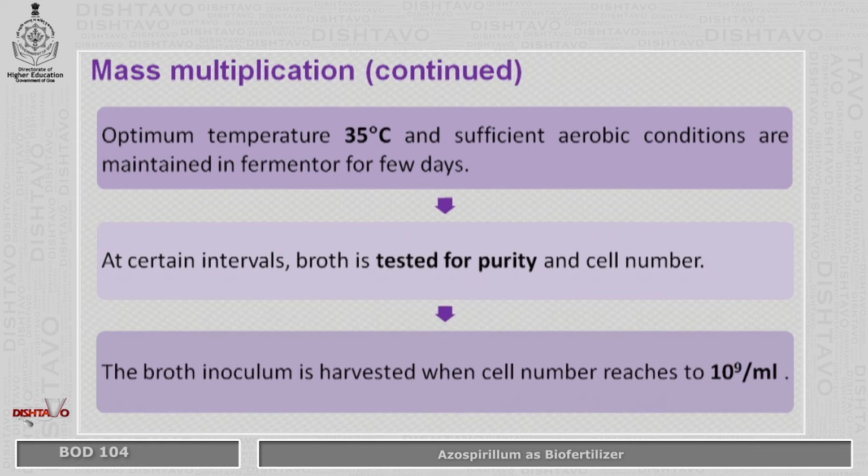Optimum temperature of 35 degrees Celsius and sufficient aerobic conditions are maintained in the fermenter for a few days. At certain intervals, the broth is tested for purity and cell number. The broth inoculum is harvested when the cell number reaches 10^9 per ml.